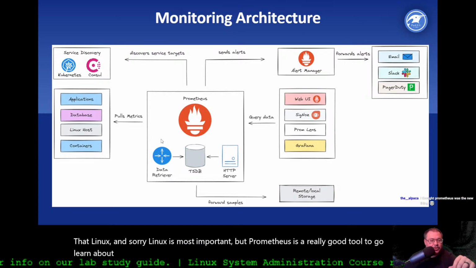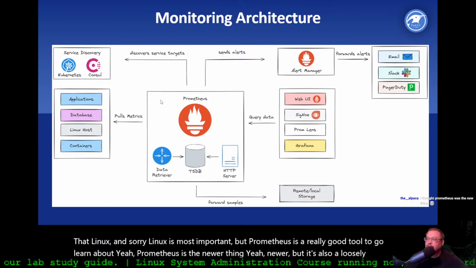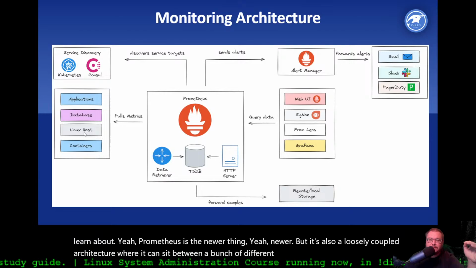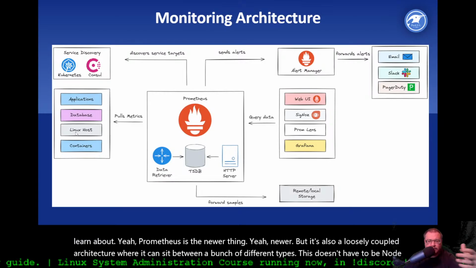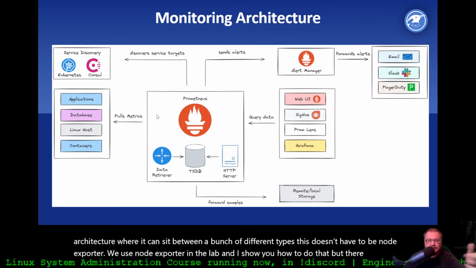Yeah, Prometheus is the newer thing. Newer, but it's also a loosely coupled architecture where it can sit between a bunch of different types of systems. This doesn't have to be Node Exporter. We use Node Exporter in the lab, and I show you how to do that. But there are so many things that Prometheus can pull data from.